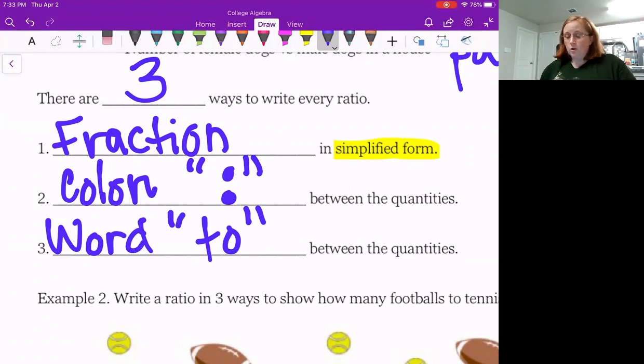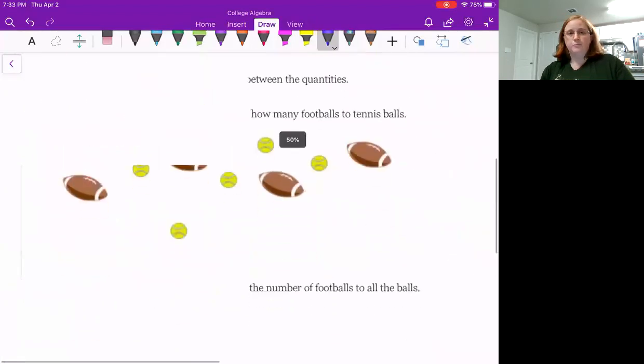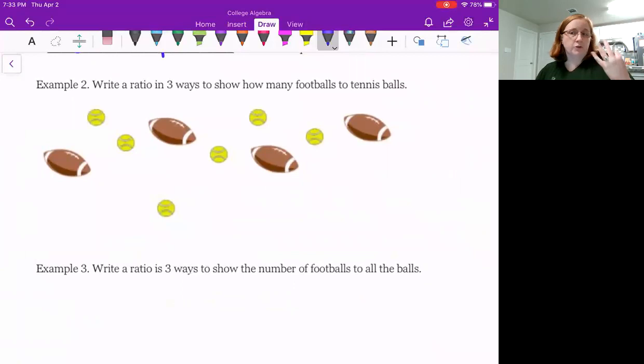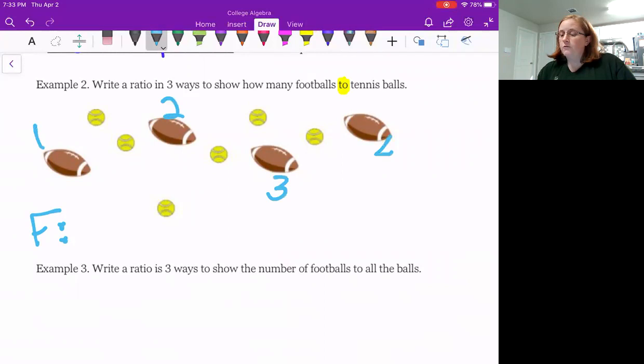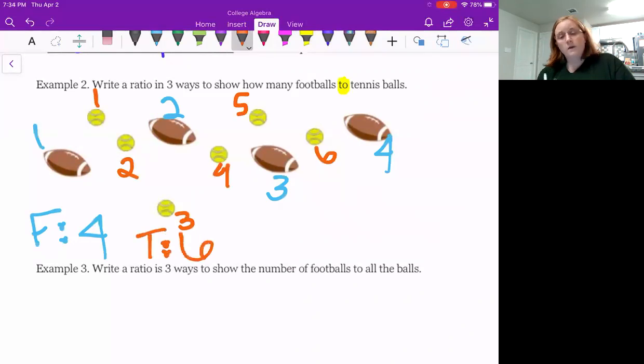So to show you an example, we're going to look at this picture we have here. Example 2. Write a ratio in 3 ways to show how many footballs to tennis balls. Now there's a little clue here. Notice how the physical word "to" is sitting between football and tennis ball. That is your clue on the 2 objects we're going to compare. Footballs being the first one, so let's see how many footballs we have. All right, so footballs, we have 1, 2, 3, and 4 of them. So there's 4 footballs. And now let's count the tennis balls. 1, 2, 3, 4, 5, and 6. So for your tennis balls, there are 6 of them.